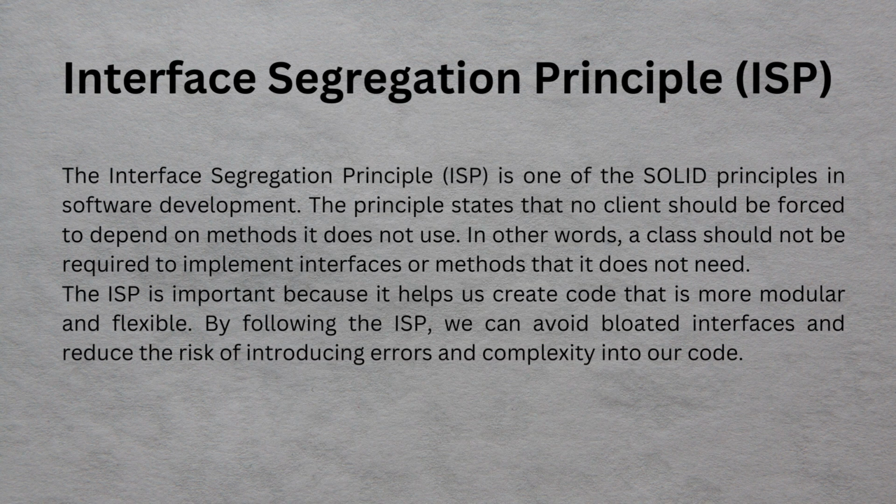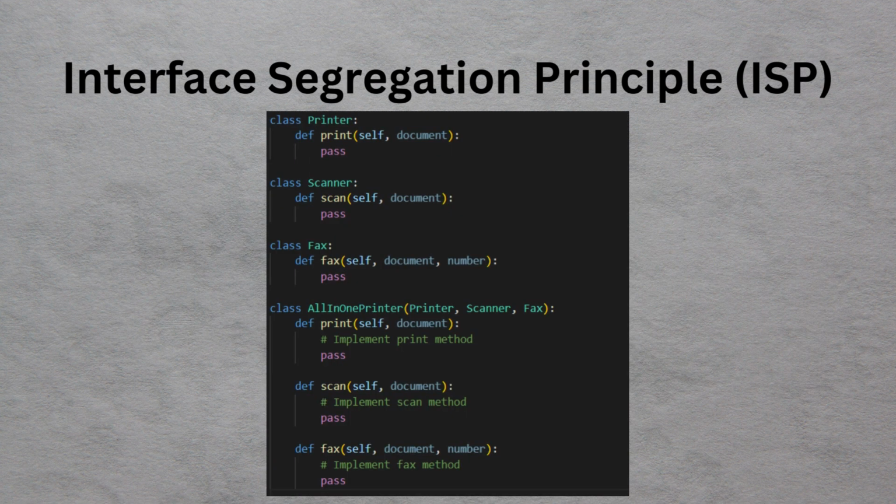Interface Segregation Principle, ISP. The Interface Segregation Principle, ISP, is one of the SOLID principles in software development. The principle states that no client should be forced to depend on methods it does not use. In other words, a class should not be required to implement interfaces or methods that it does not need. The ISP is important because it helps us create code that is more modular and flexible. By following the ISP, we can avoid bloated interfaces and reduce the risk of introducing errors and complexity into our code.